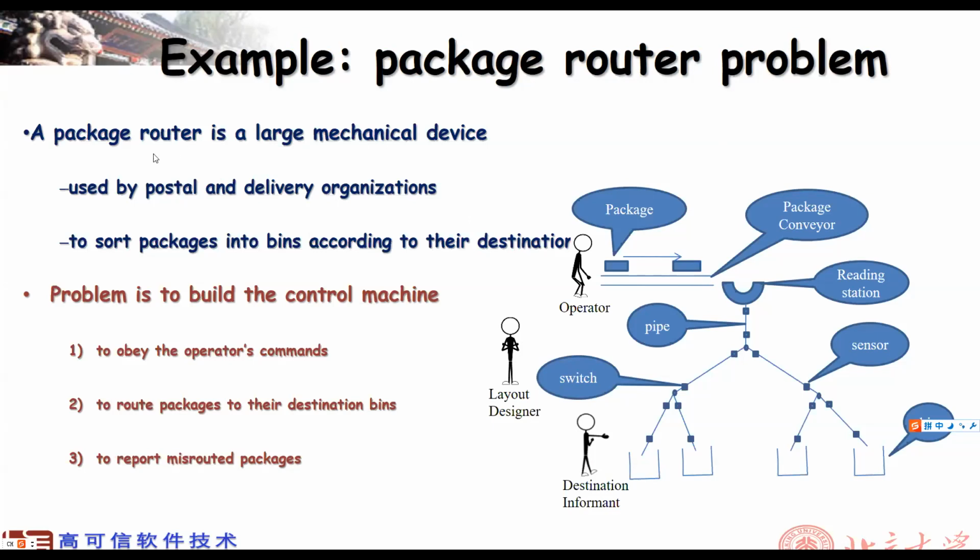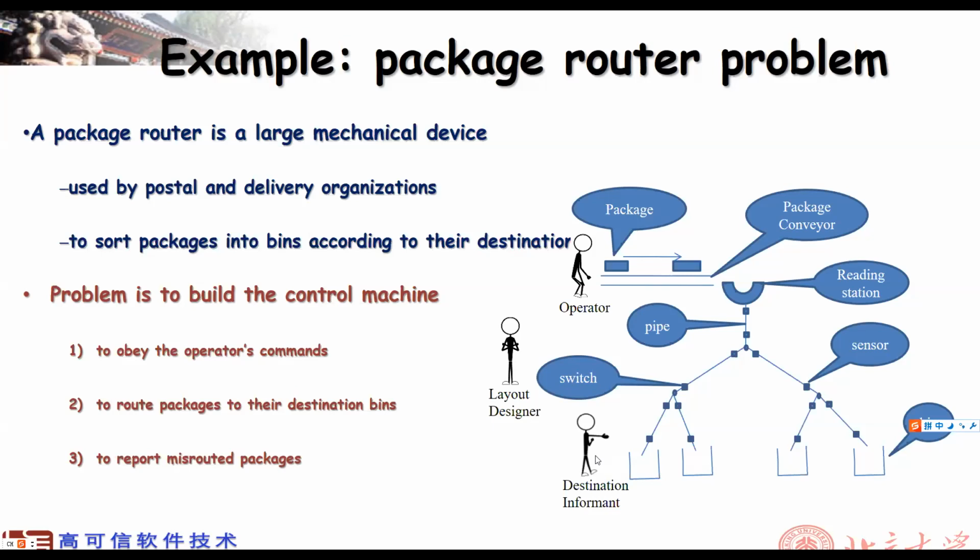The package router problem is actually about a package router. The package router is a large mechanical device, and it is used by postal and delivery organizations to sort packages. We can use this router to sort these packages according to their destination, and they are sorted to different bins. So the problem is to build a control machine, and the first is to obey the operator's commands. The second is to route the packages to their destination bins. And the third is to report misrouted packages.